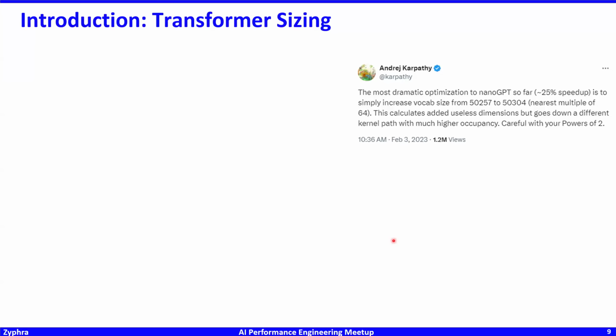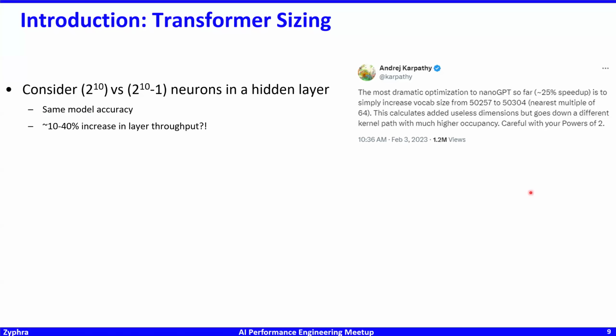People may have seen this Karpathy tweet where nanoGPT got a speedup, the largest one being just because they rounded their vocab size to the nearest multiple of 64. Why this happened is sort of the motivation for why I started this work. So consider 2^10 versus 2^10 minus 1 neurons in a hidden layer, so just the hidden size of your model. It's the same model accuracy. It's just one neuron going away. So the model itself is not going to be any different in quality, but you can get a 10 to 40% increase in per-layer throughput of your model. Why is this?